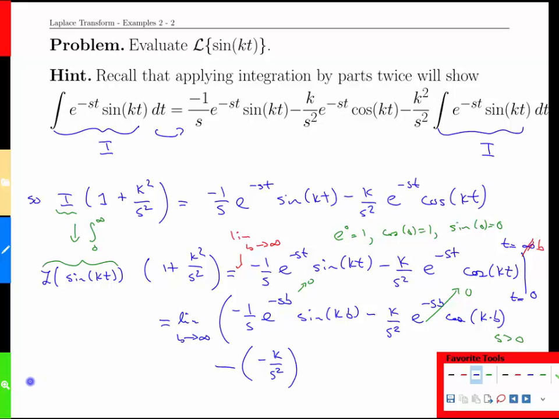So our next step would be to say that the Laplace transform of sine of kt times, let's keep this here, 1 plus k squared over s squared, that part there, is equal to two 0 terms. Well, that's not very interesting. But we have here still standing a k over s squared. Well, that's exactly what we're looking for. Well, almost. We have the Laplace transform of sine kt. We just have to move this to the other side, and we'll have what we're looking for.